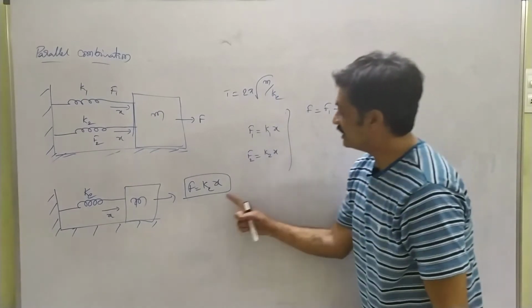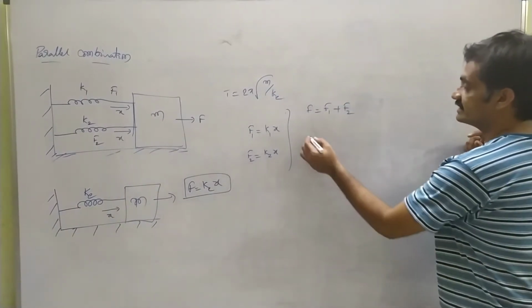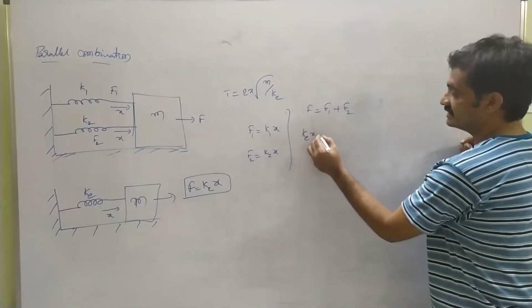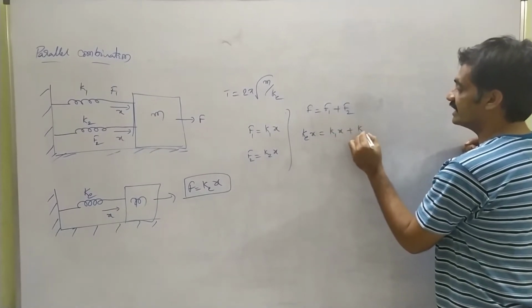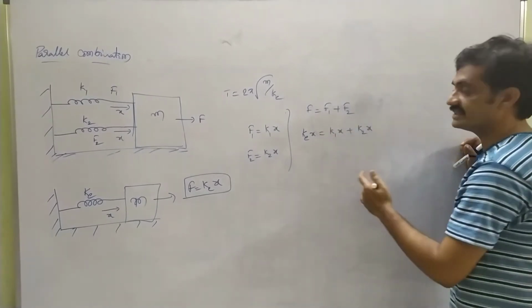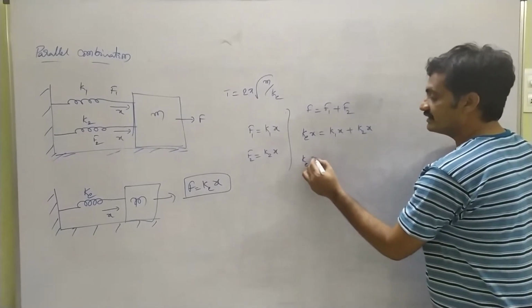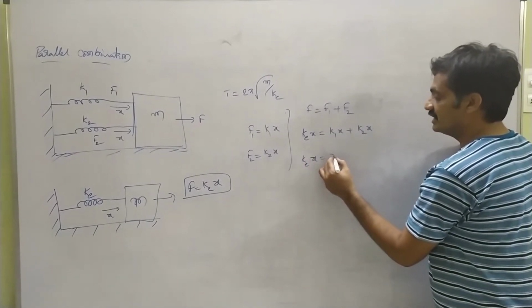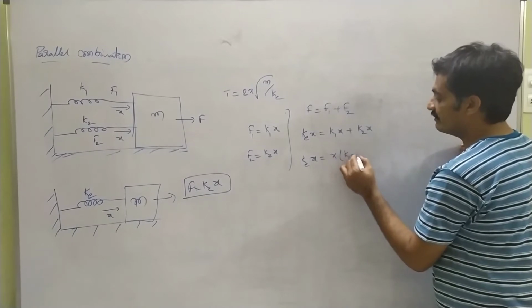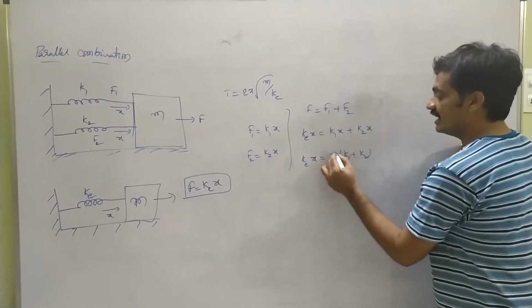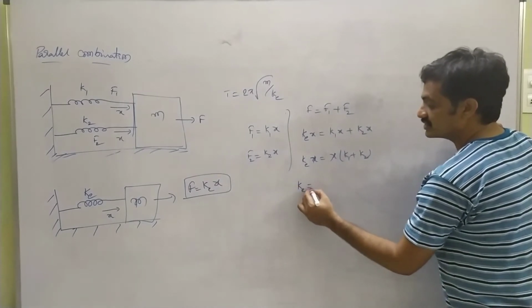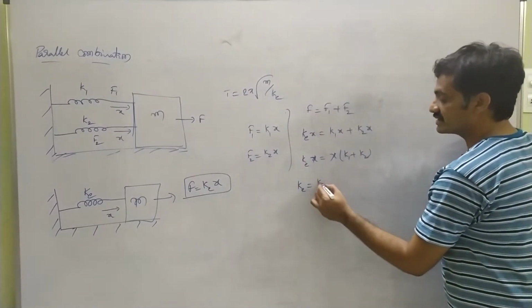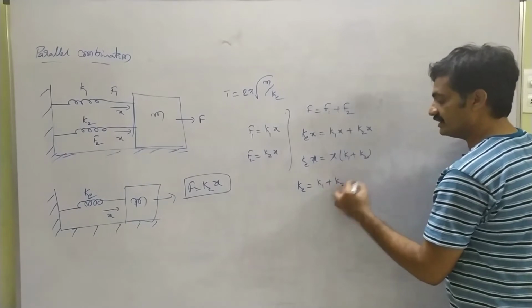F equals F1 plus F2, where F equals k suffix e into x equals K1 into x plus K2 into x. We can take x as common. Then we have k suffix e into x equals x into K1 plus K2. Observe that x gets cancelled. So we have the equivalent force constant as k suffix e equals K1 plus K2.